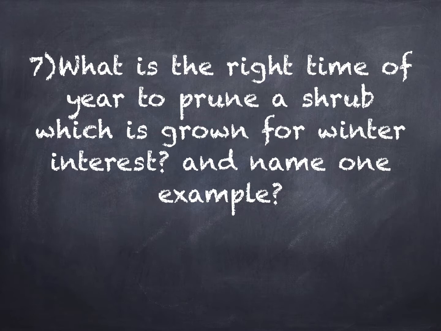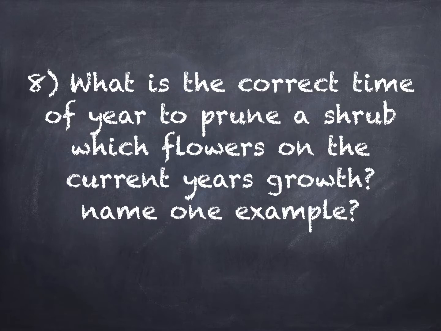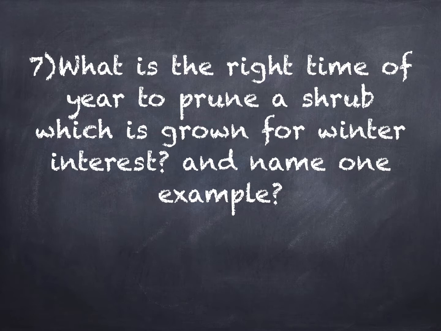So shrubs like dogwood, so cornus, rubus, which is the ornamental bramble, these would be pruned in spring for winter colour, as you would need to prune these then, because if you pruned them in the winter, obviously you would be removing the attractive stems. So the right time of year to prune a shrub which is grown for winter interest is obviously the spring.